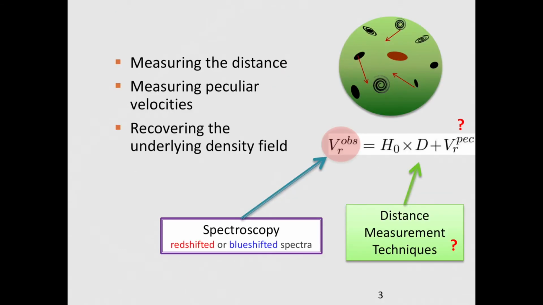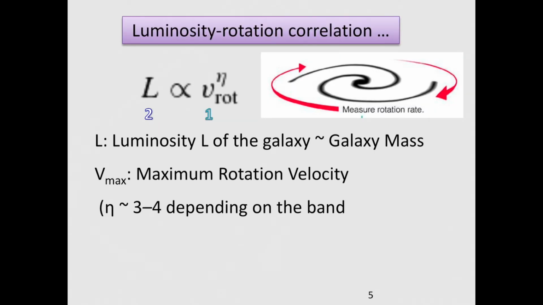This means that to extract peculiar velocities, we need to measure the physical distances of galaxies and then subtract the resulting Hubble expansion rate of each galaxy from the measured radial velocities. But the question is, how do we measure the distances of galaxies? There are many different methods to measure distances, and each one only works with specific objects. In this research, we focus on only spiral galaxies.